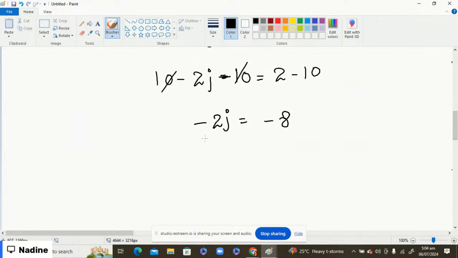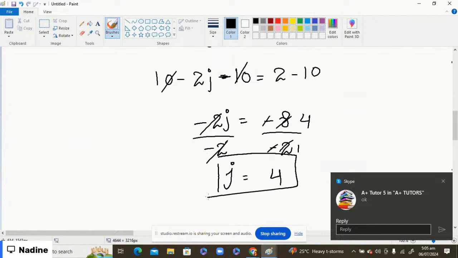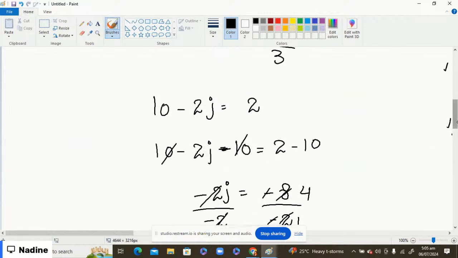Now divide both sides by minus 2. Why? Because we are going to cancel this one out. Only j is left, and minus minus cancel. 2 times 1 is 2, 2 times 4 is 8. So the value of j is 4. This is the way to solve it.